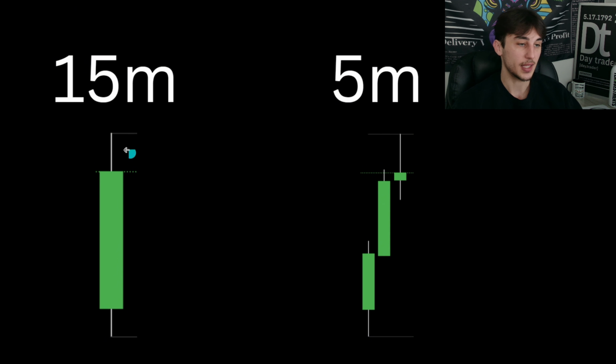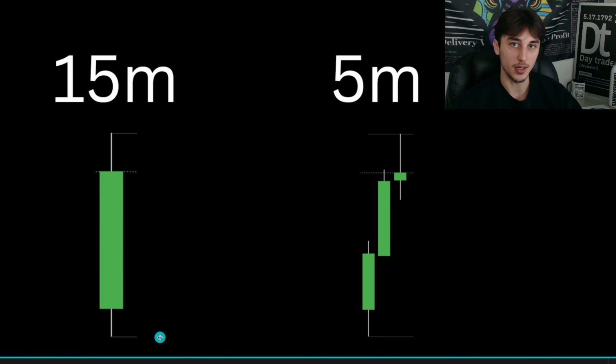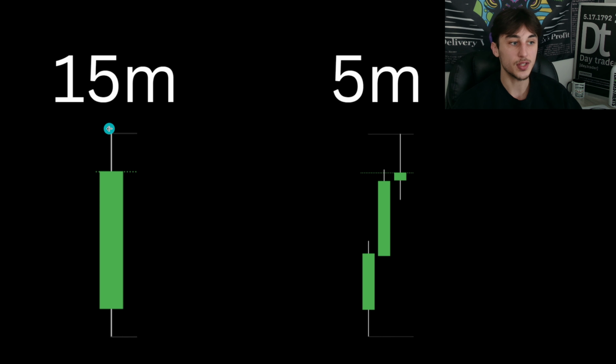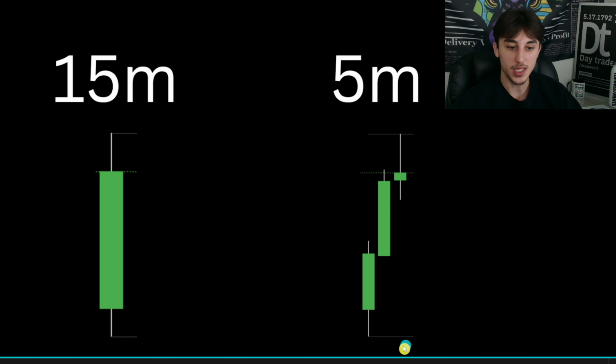So when you're looking at that 15-minute candle, you can see the high point is here and the low point is down here. But now when you're looking at the same 5-minute session, you can see it's not just one candle, but it's now divided up into 3 different sessions. You can see that same 15-minute high is here and that same 15-minute low is here.